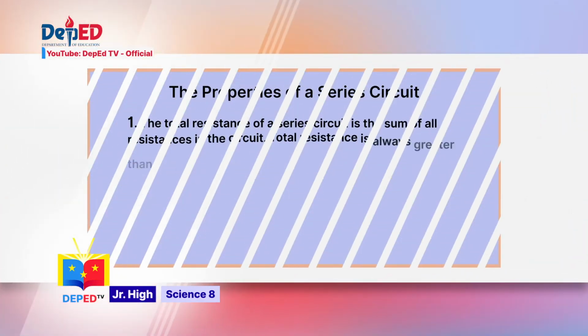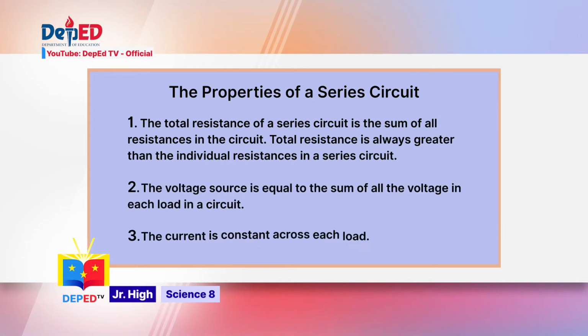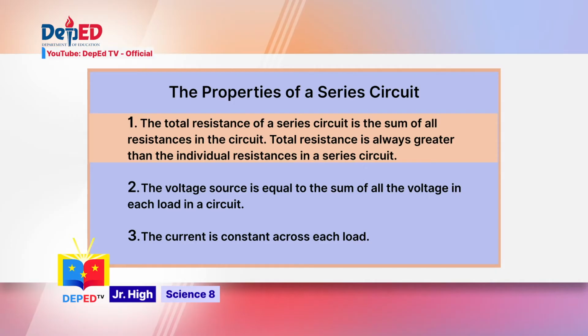Here are the properties of a series circuit. 1. The total resistance of a series circuit is the sum of all resistances in the circuit. The total resistance is always greater than the individual resistances in a series circuit. 2. The voltage source is equal to the sum of all the voltage in each load in a circuit. 3. The current is constant across each load.